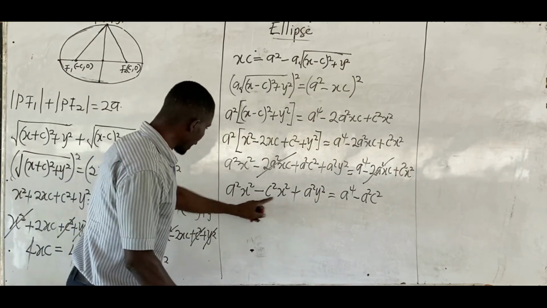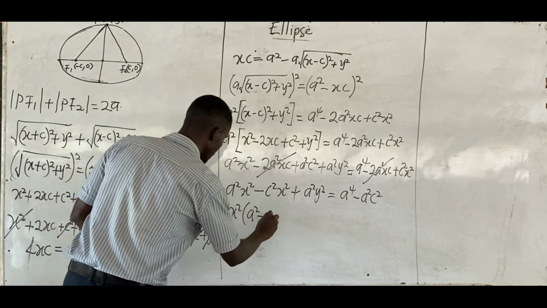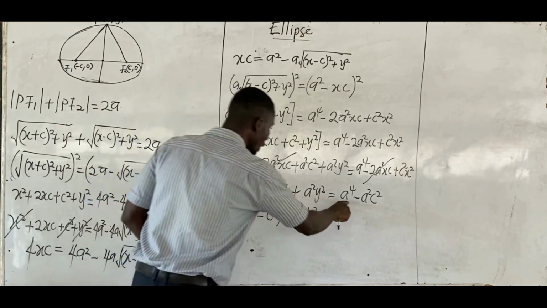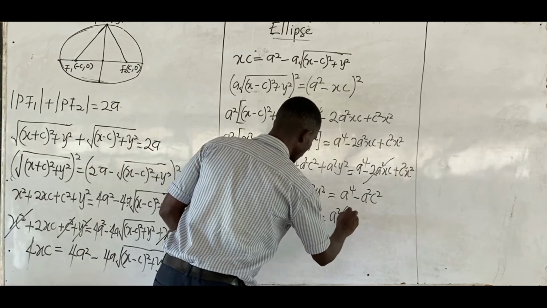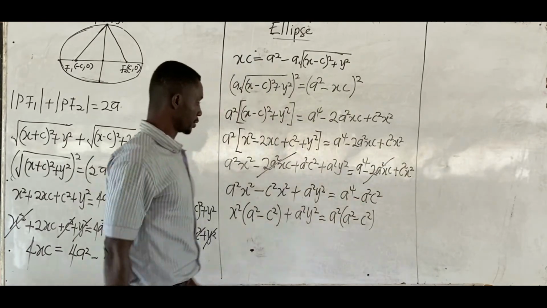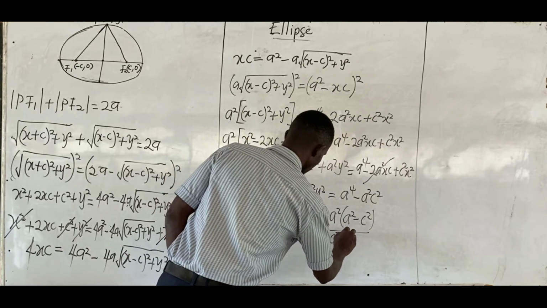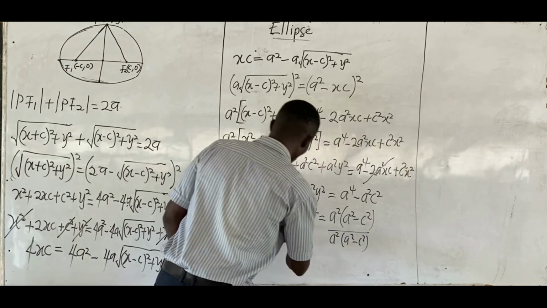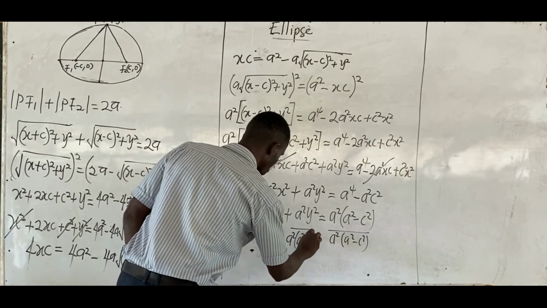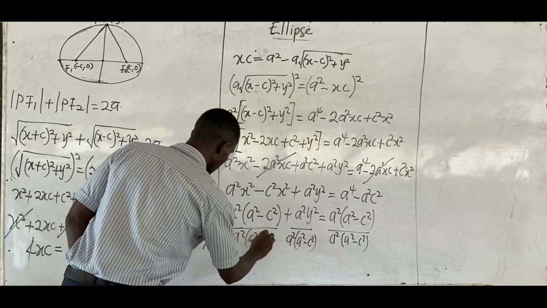Now, this one I can factorize x squared out to have x squared out, a squared minus c squared plus a squared y squared is equal to, factorizing a squared out here, I will get a squared minus c squared. For this one, when you multiply, you still get back. So I will divide through by a squared out, a squared minus c squared. Each of the terms, because there's addition here, I will divide the whole thing by a squared out, a squared minus c squared.